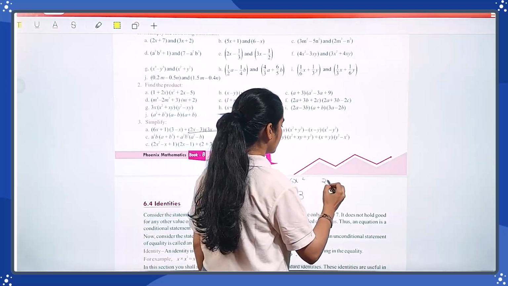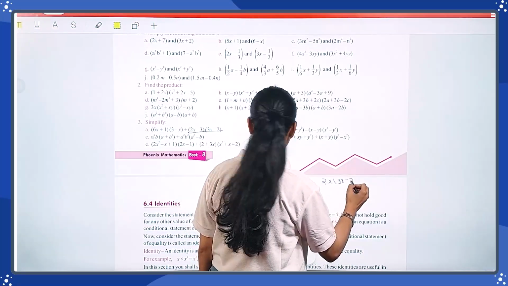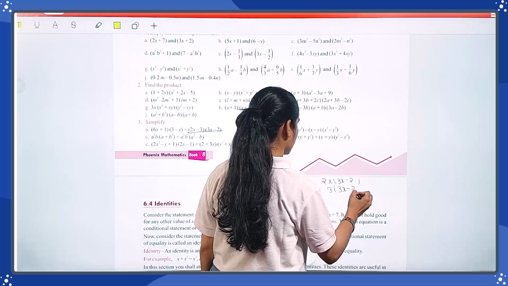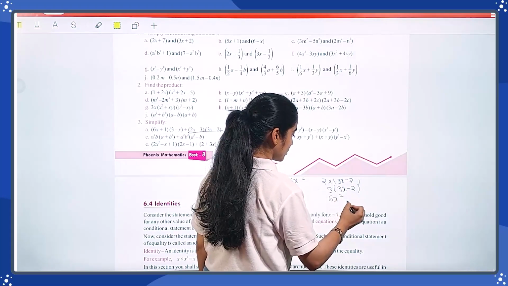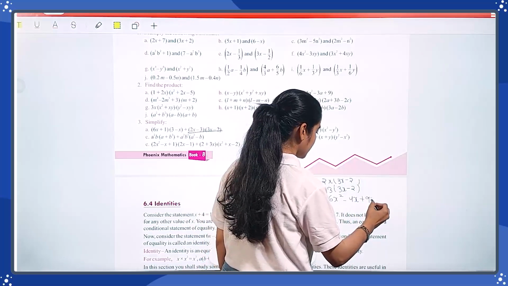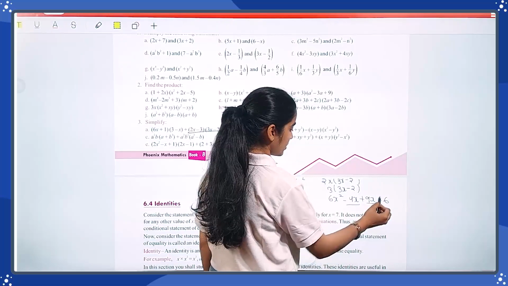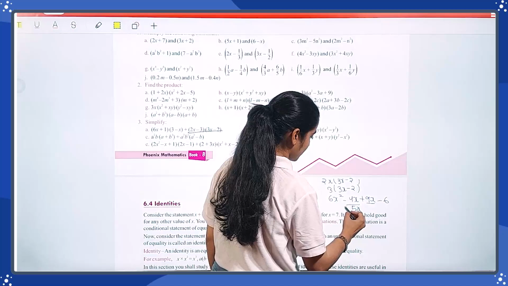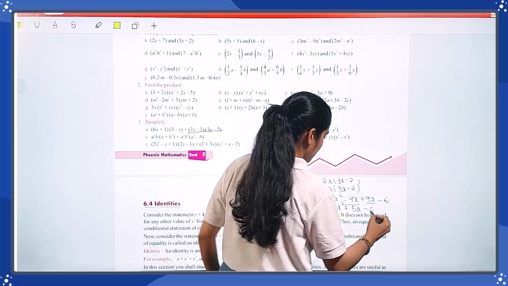So 2x, 3x minus 2, 3x minus 2. 2 3s are 6x square, 2 2s are 4x, 3 3s are 9x, 3 2s are minus 6. So minus plus minus 5x plus 6x square minus 6.